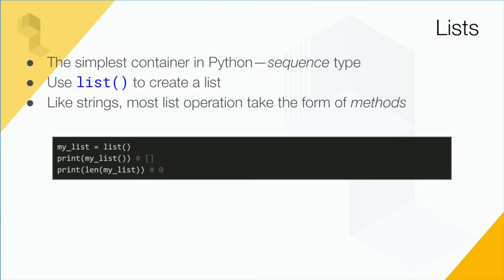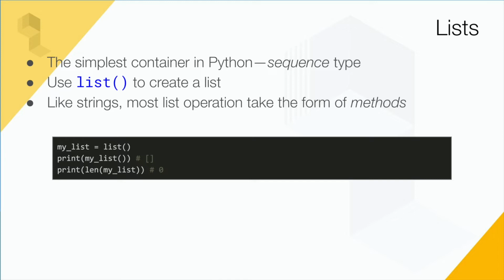Let's start with lists. Lists are the simplest containers in Python, and they are one of many sequence types. That is, they simply hold members as a sequence. We can create a list using the list function. Because we just created this list, we expect it to be empty. In the last example above, the len function returns the length of the list. This function works on any container and also works on strings.